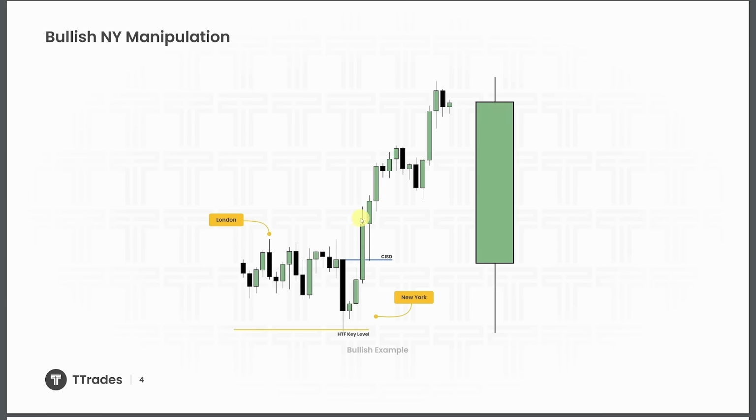So you can see here with a bullish New York manipulation, we have London either consolidating or failing to reach a higher time frame PD array, and then New York manipulates this range here, and then has a change in the state of delivery to continue higher. So it's a great depiction of a power of 3 or accumulation, manipulation, distribution.